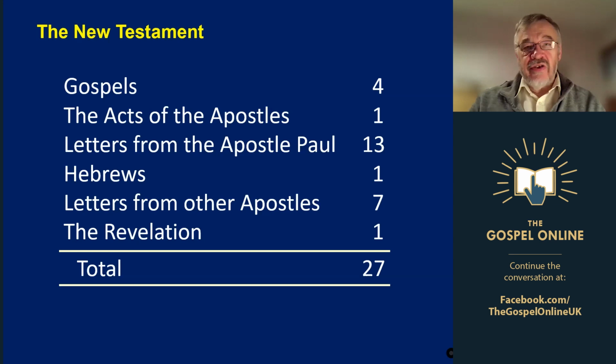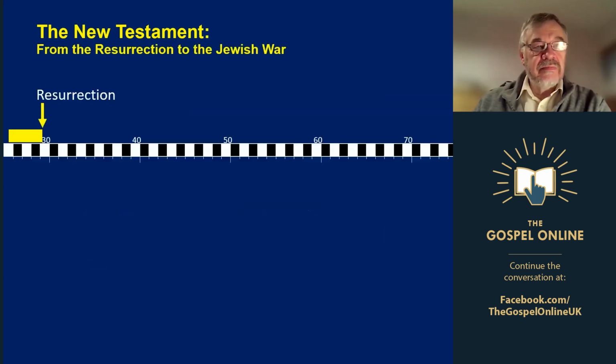We've got 13 letters, which are specifically named as having been written by the Apostle Paul. And we've got the letter to the Hebrews, which has no name at the start of it, but might have been written by the Apostle Paul. And then finally, we've got 7 letters from other apostles, known as the general letters, and a book of apocalyptic prophecy, which is called the Revelation. So 27 books altogether, and we have to look at different books slightly differently. So we'll begin with the Gospels, and we'll move on to other books later on.